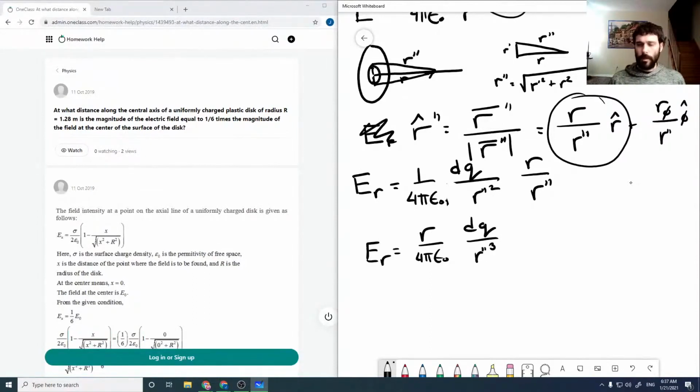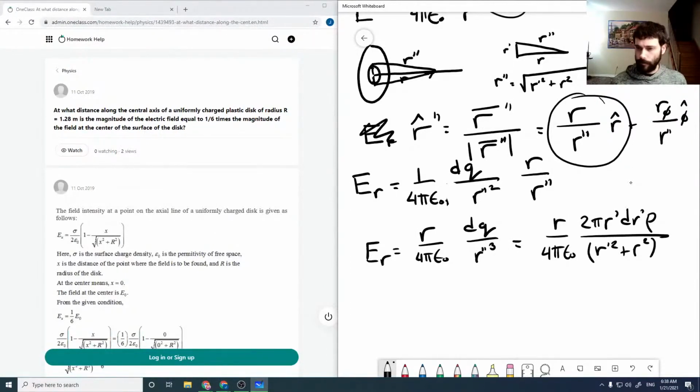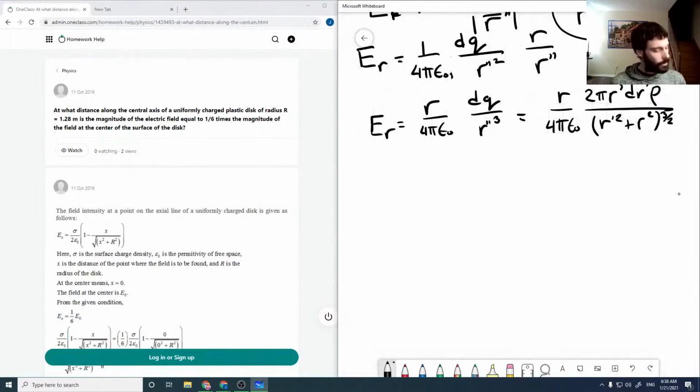Now, subbing in our values that we rationalized through here, this becomes... and dq was set up as 2 pi r prime dr prime times our charge density, and our r double prime we just said was r prime squared plus r squared. And so this will be to the 3/2. And so then there is our electric field expression that we're going to start with. And then we just need to integrate this.